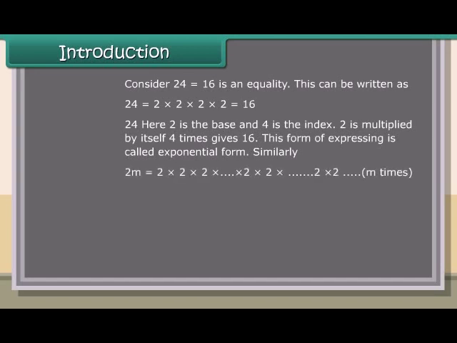Similarly, 2^m = 2 × 2 × 2 and so on, 2 × 2 and so on, m times. Here 2 is the base and m is called the exponent, power or index.